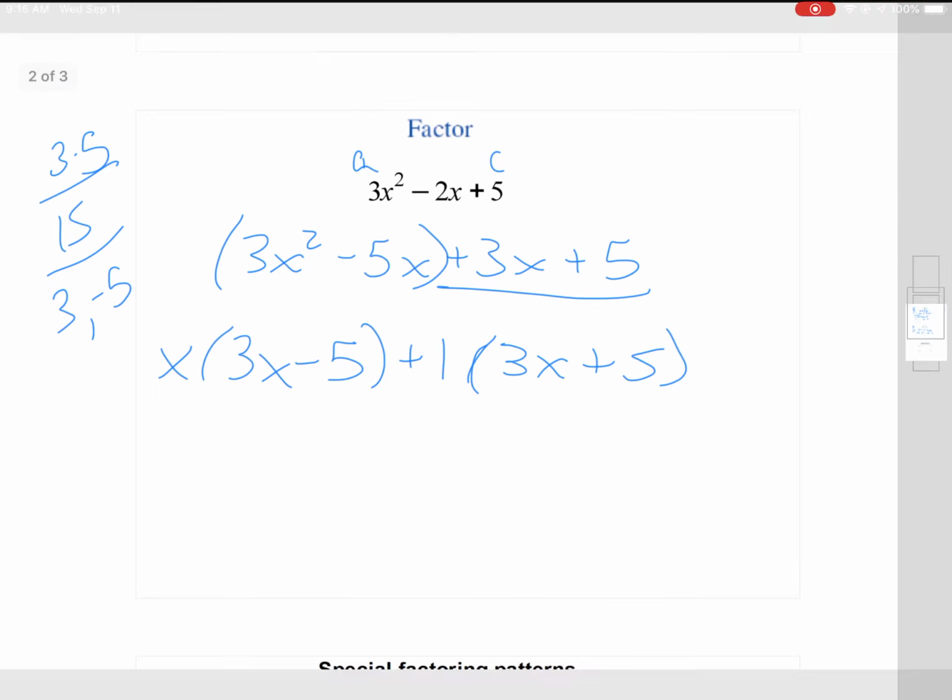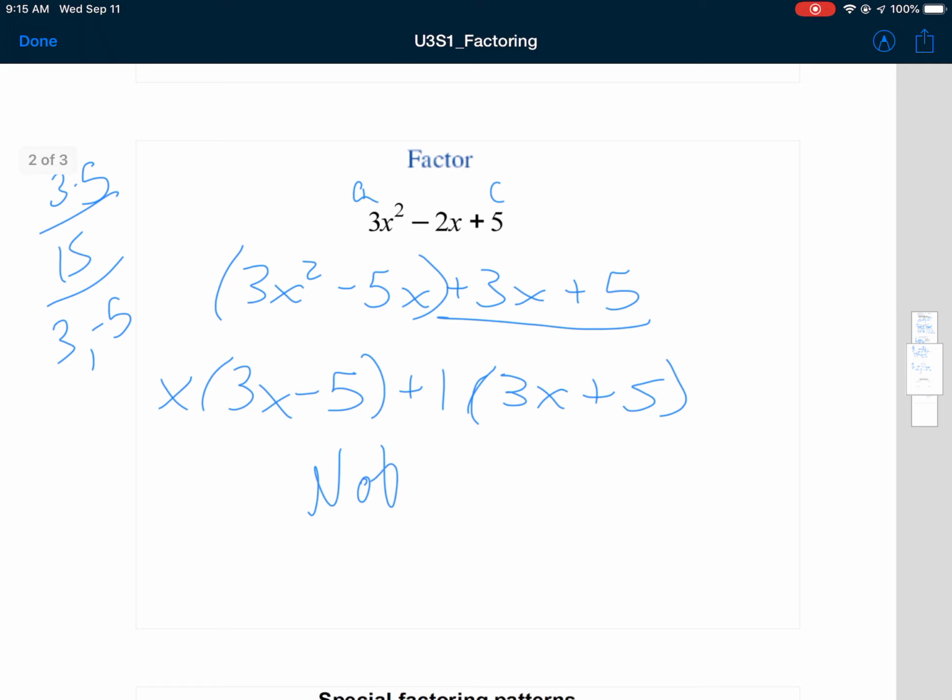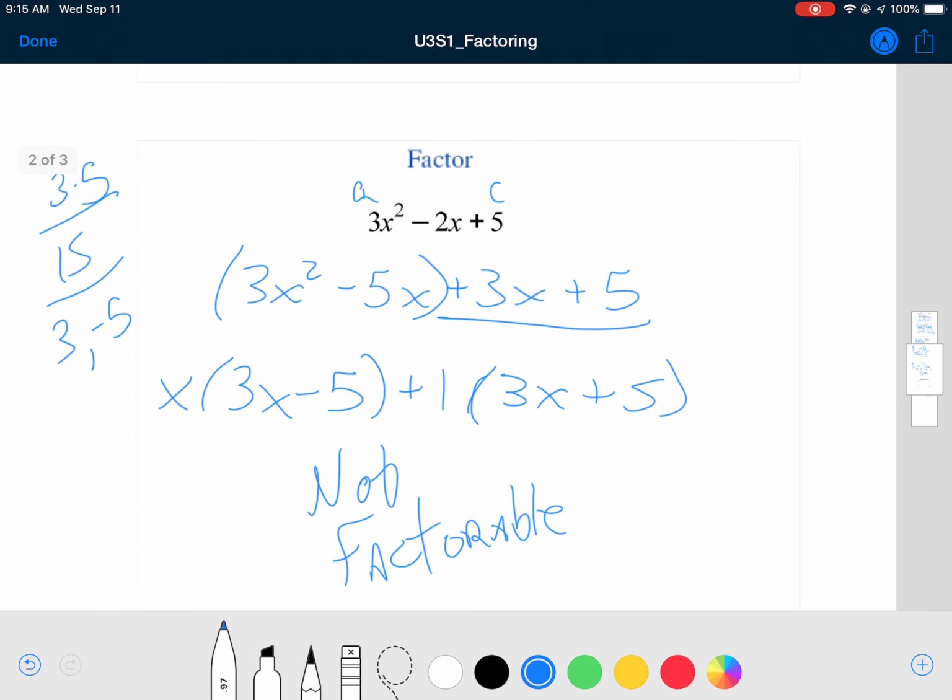Or what could happen is, again, it's not factorable. And I noticed that because I've got 3x minus 5 there, 3x plus 5. Even if I were to switch that to a -1, that would become a -3 and a -5. They still wouldn't be the same.